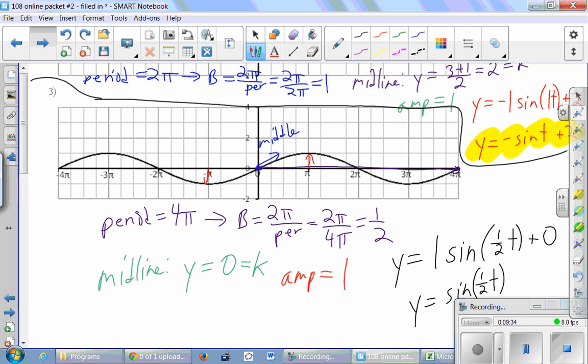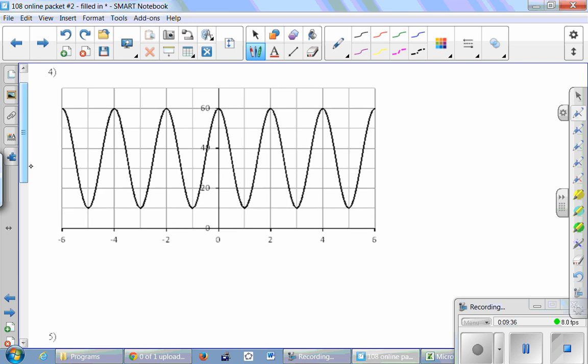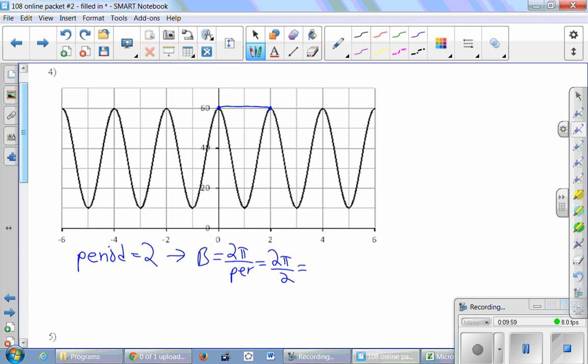Next page. Okay, let's take a look here. Amplitude, no, so we'll start with the period. So from here to here, looks like the period is 2, which is the first time the period isn't something with a pi in it. And since the period doesn't have a pi, the b will. So the b is 2 pi over the period, 2 pi over 2. The b is pi.